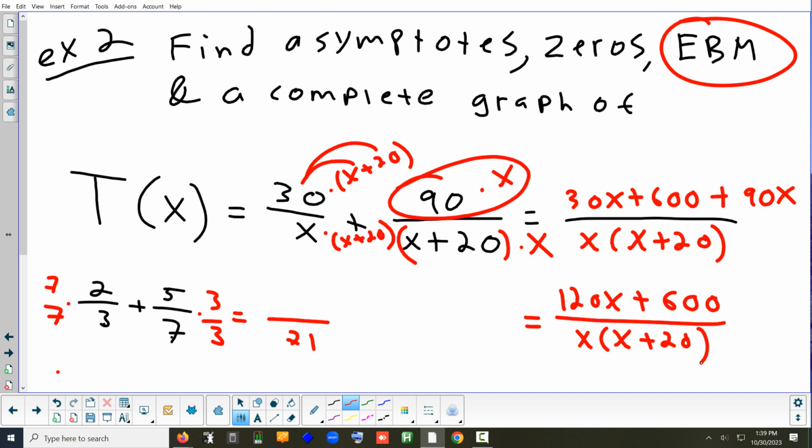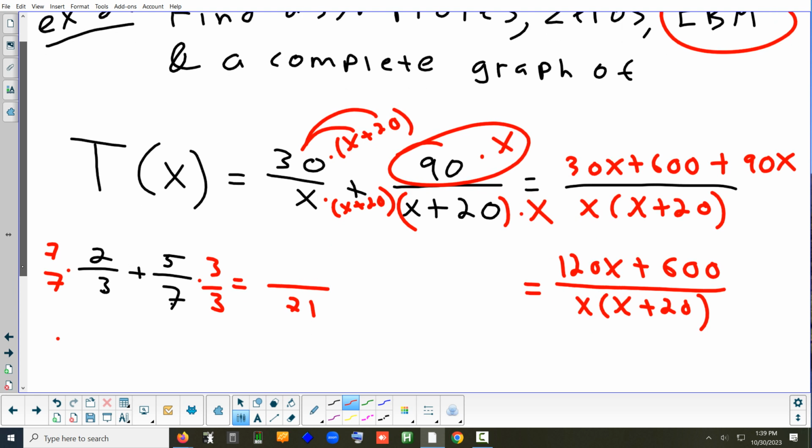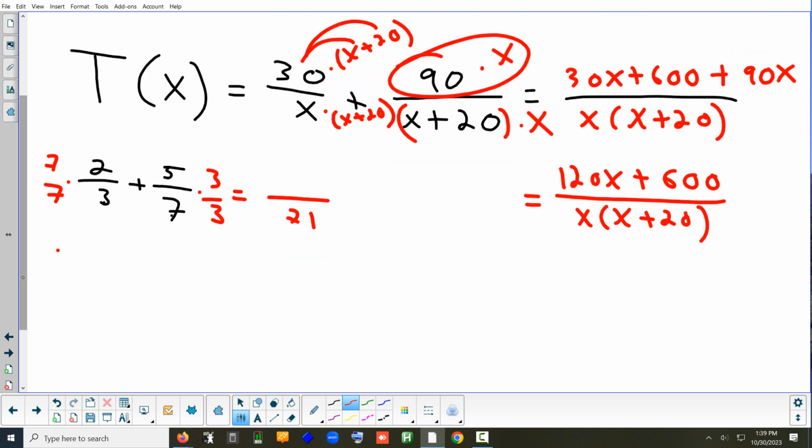All right, so now let's look at finding everything. Let's start with the asymptotes. Let's do vertical asymptotes first.